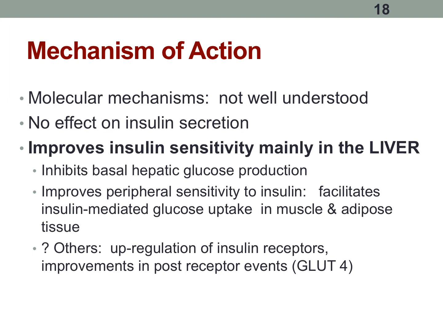But what we know is that it has nothing to do with insulin secretion. What it does is improve insulin sensitivity, both at the peripheral tissues, the adipose and the muscle, but mainly in the liver. Because of this, it makes the liver sensitive to insulin, and therefore it will prevent the liver from making more glucose.